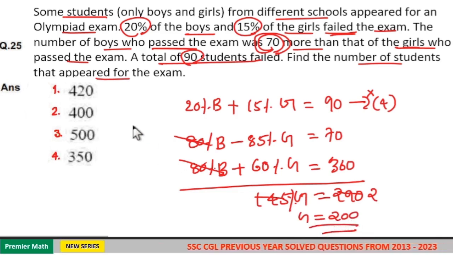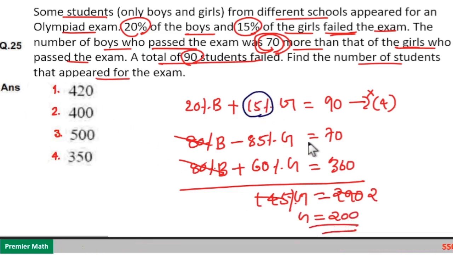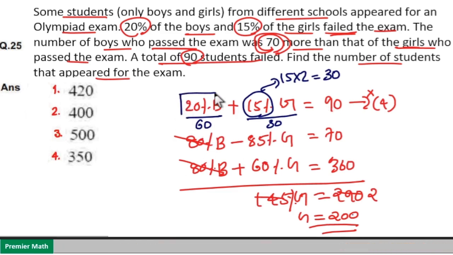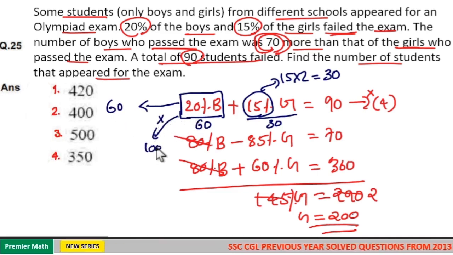Total girls is 200, means here 15 percentage of 200 is equal to 10 percentage is 20, then 5 percentage is 10. So 15 percentage is equal to 15 into 2, 30. So if 15 percentage girls is 30, then 20 percentage boys should be 60 because 60 plus 30 is 90. If 20 percentage boys is 60, then 20 into 5 is equal to 100 percentage boys. So total number of boys should be 60 into 5, 300.